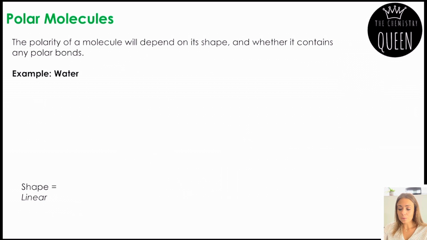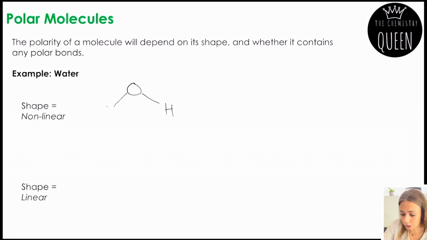So the polarity of a molecule will depend on its shape and whether it contains any polar bonds. So let's have a look at a couple of examples. Let's have a look at water. So water's shape is non-linear. So if I just quickly draw the non-linear shape of water, it looks like that.